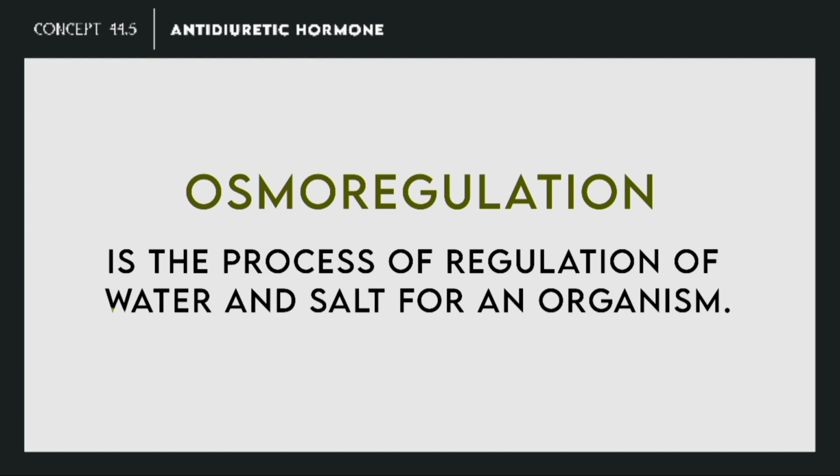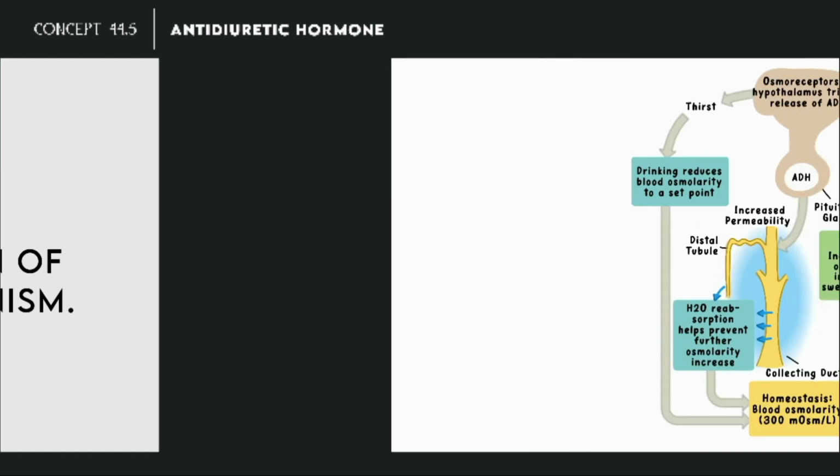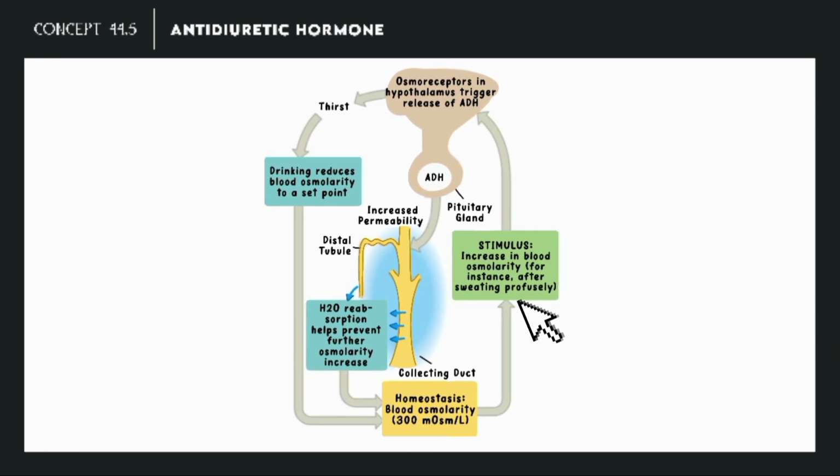Now, how does ADH work? Well, it all begins with a stimulus or a trigger. So, the preferred set point of blood osmolarity in our body is around 300 milliosmoles per liter. If the blood osmolarity increases more than 300 milliosmoles per liter, that means that your body needs water or that you are dehydrated. In the hypothalamus, there are osmoreceptors that detect this change in the blood osmolarity, which then tells your brain that you are thirsty. And by drinking water, your blood osmolarity decreases to the set point.